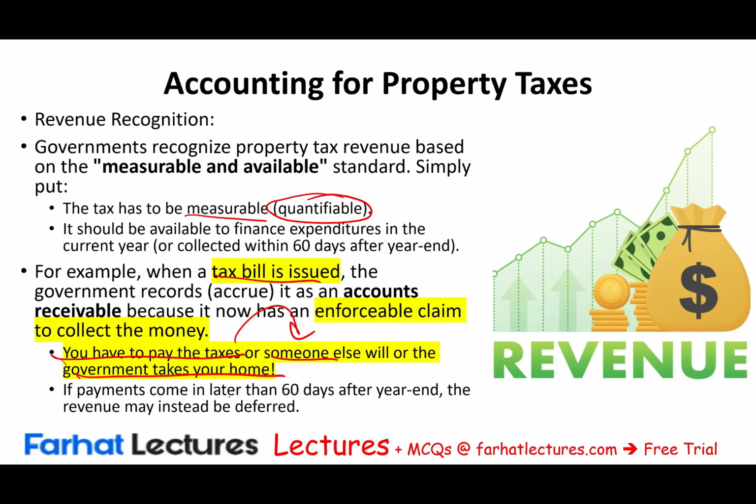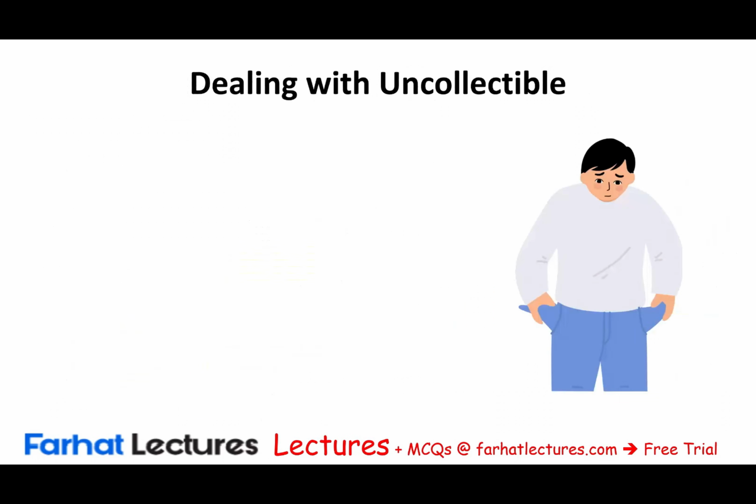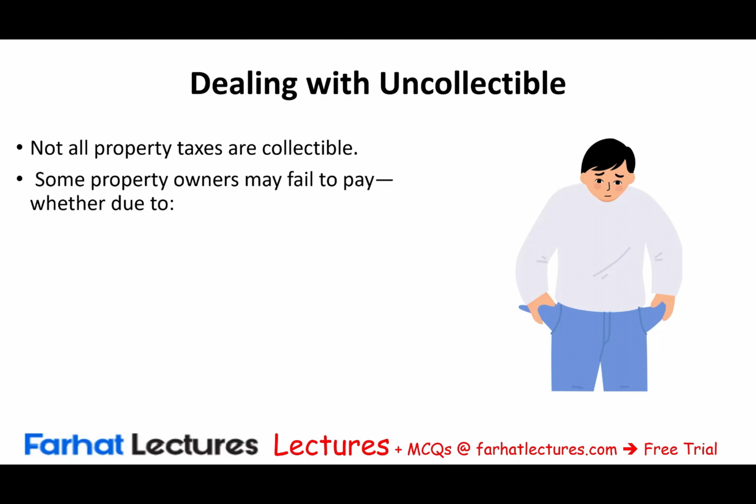So if payment comes later than 60 days after year end, the revenue must be deferred. If that's the case, if the revenue comes later, it must be deferred. Deferred means deferred inflow of resources. Now, would some people not pay their bill? Absolutely. Not all property taxes are collectible. Some property owners may fail to pay their bill. I would not recommend that, but it could happen.